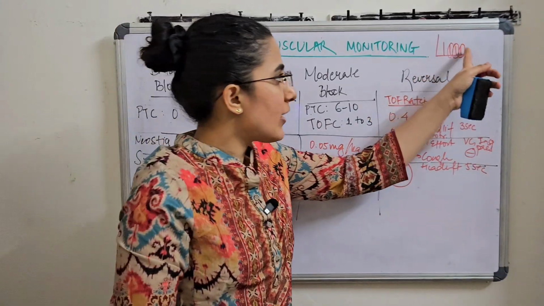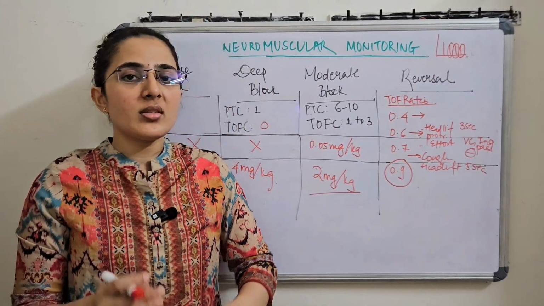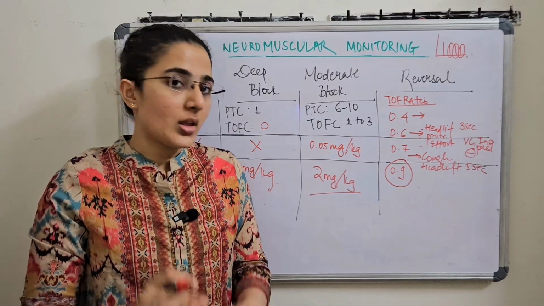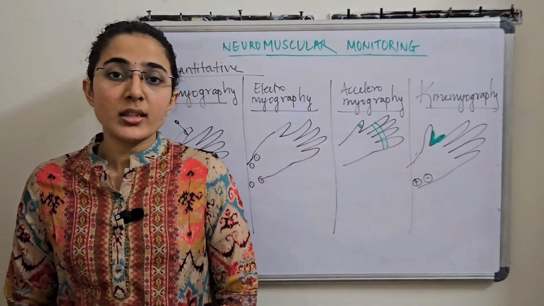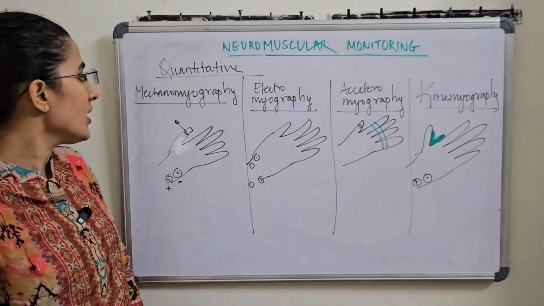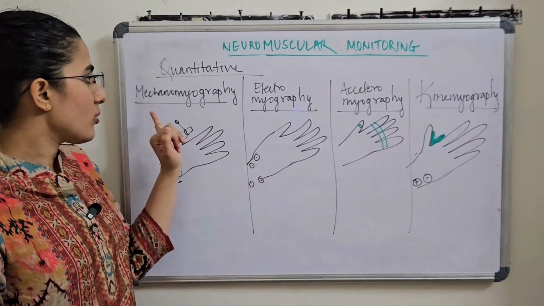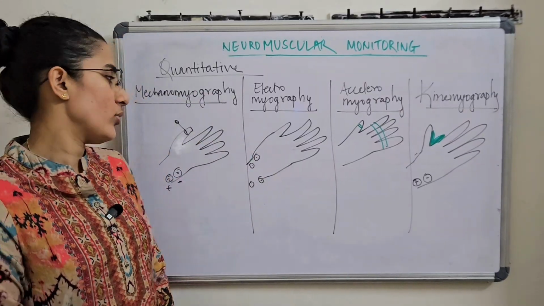So once T4 disappears, we cannot calculate TOF ratio. We have to start counting the TOF count. Right, so next we'll be seeing the quantitative methods for nerve stimulator detection. That includes mechanomyography, electromyography, acceleromyography, and kinemyography.